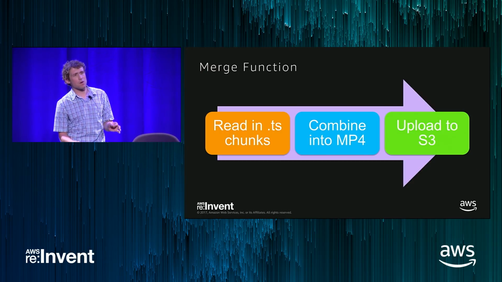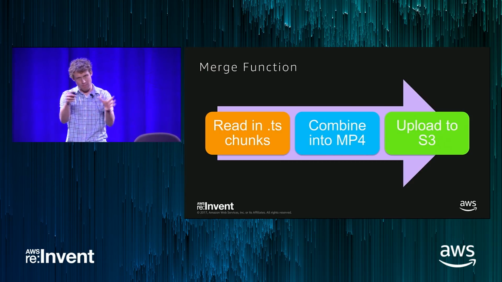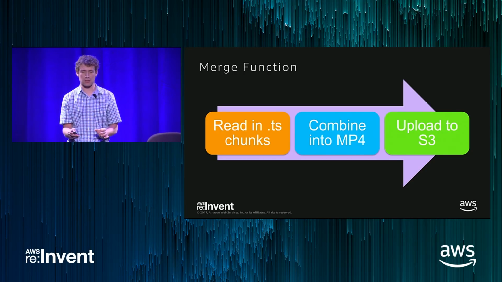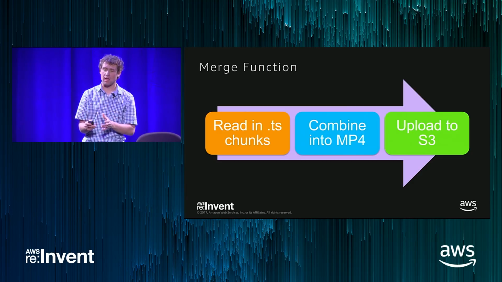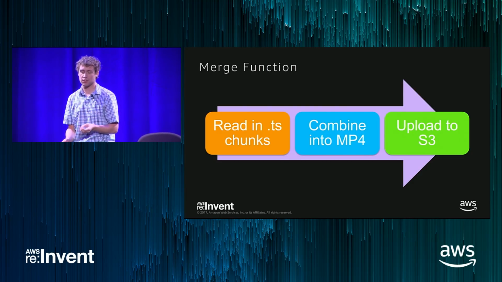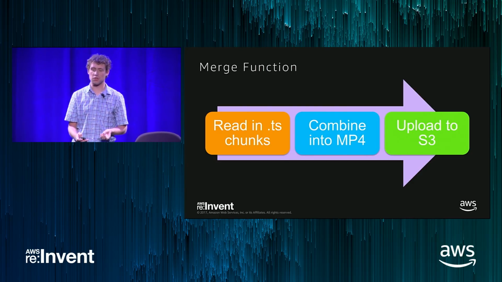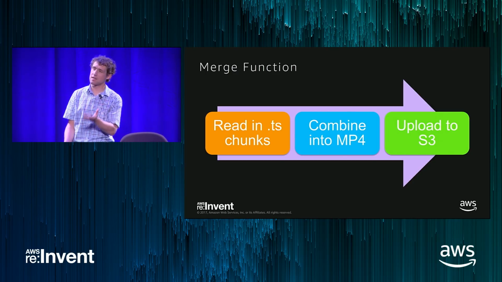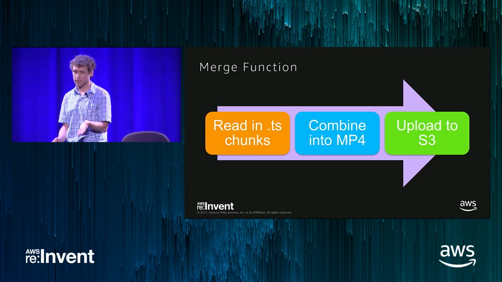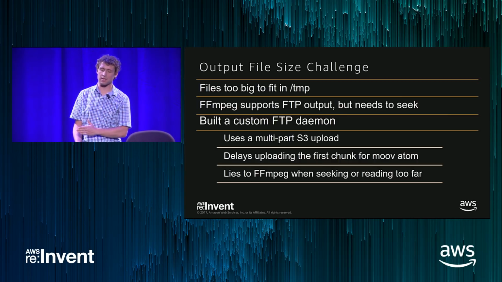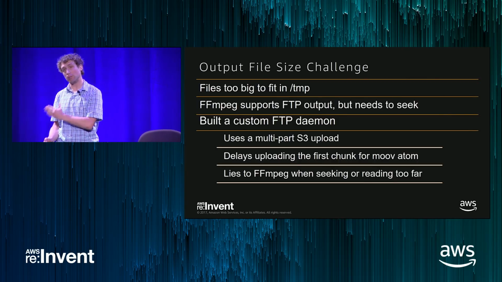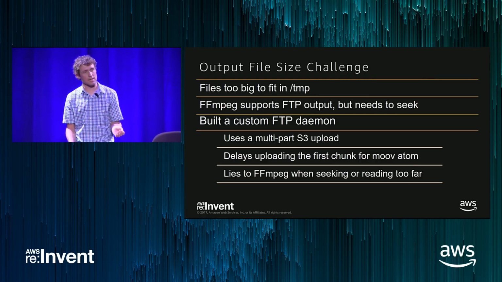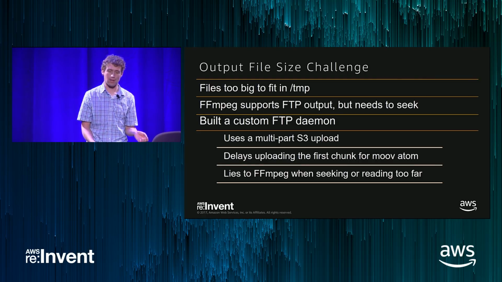So now I'll talk about one of the reduce steps. After we've mapped our large input file into a bunch of small chunks and transcoded them individually, we'll reduce them. And one of the main ones is to produce a single MP4 file for distribution. So the basic idea here is we'll read in the TS chunks, combine them into the MP4 file, and upload to S3. So the challenge here is on the opposite side. It's the output file which is too big, as opposed to the little input files. So there's not enough space to store it in the temporary storage for Lambda.